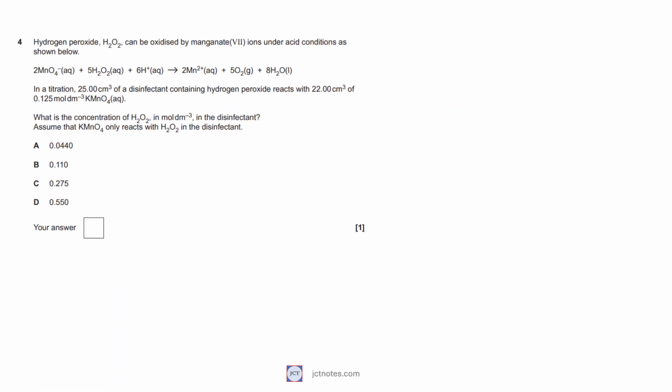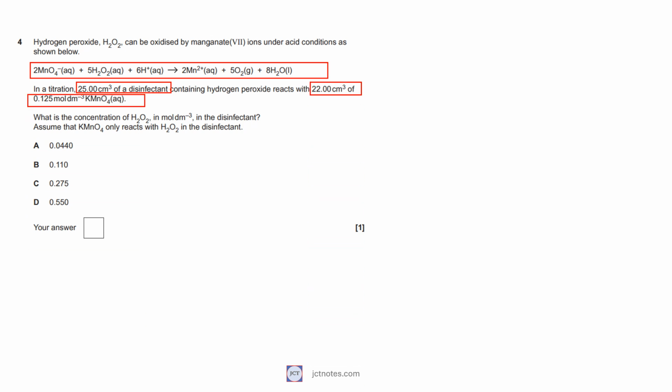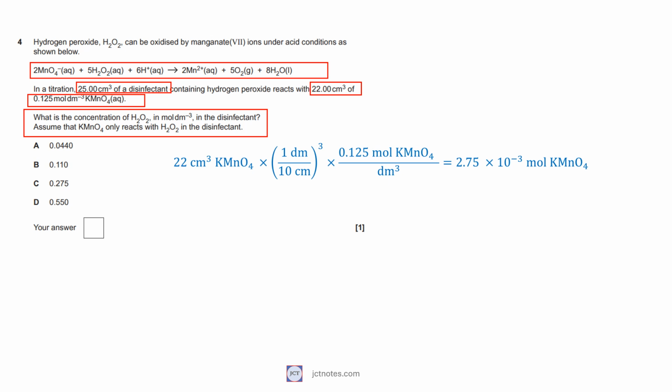In question 4, we have the reaction of the oxidation of hydrogen peroxide with manganate(VII) ions under acid conditions. In a titration, 25 cubic centimeters of a disinfectant containing hydrogen peroxide reacts with 22 cubic centimeters of 0.125 molar potassium permanganate. We are asked what is the molar concentration of hydrogen peroxide in the disinfectant. We assume that the permanganate only reacts with hydrogen peroxide in the disinfectant. Multiplying the volume of potassium permanganate by its molar concentration, we get 2.75 multiplied by 10 to the power of minus 3 mole of potassium permanganate.